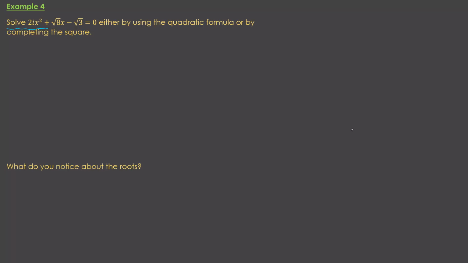We want to solve 2ix squared plus root 8x minus root 3 equals 0, either by using the quadratic formula or by completing the square. I'm going to use the quadratic formula. x is negative b plus or minus the square root of b squared minus 4ac, all divided by 2a. Looking at my equation over here, I have that a is equal to 2i, b is equal to root 8, and c is equal to negative root 3.